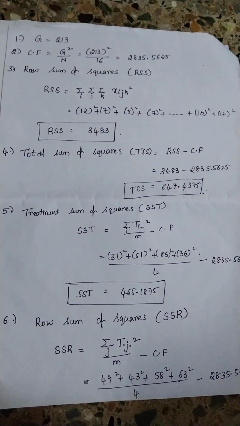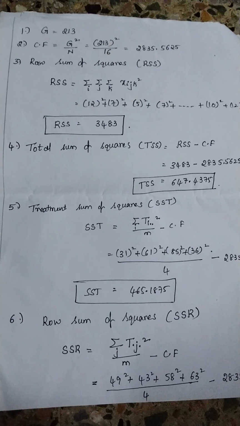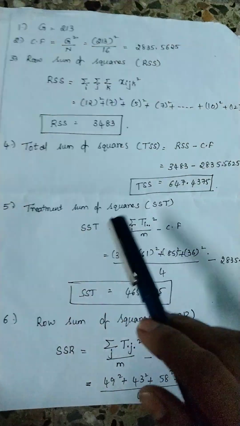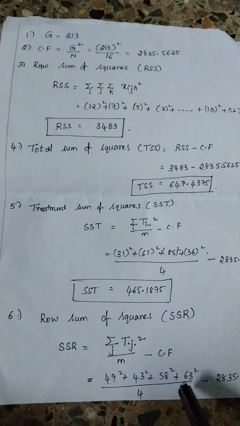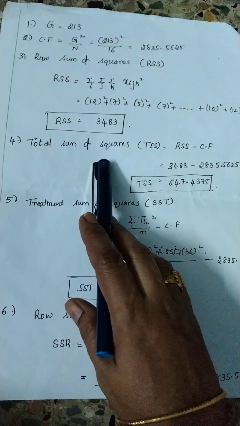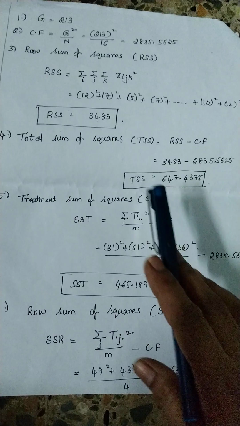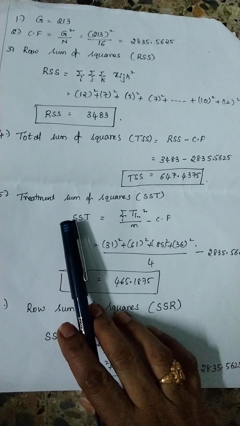Each and every value, whatever they have been given, you are going to square and add. That will be called the raw sum of squares. Now, what is the next one? Total sum of squares. What is the formula for total sum of squares? Total sum of squares is equal to raw sum of squares minus correction factor, which we have already found out here.